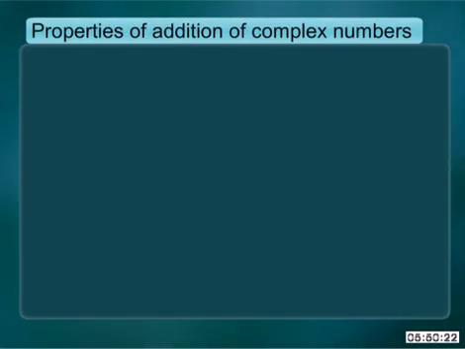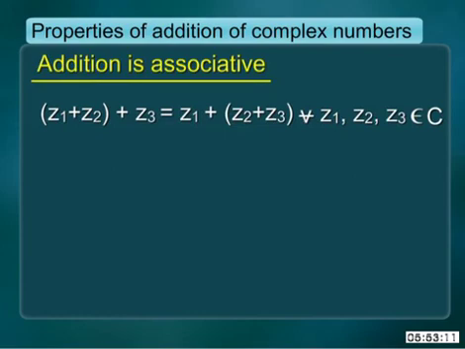Second property states that addition of complex numbers is associative, which means that for any three complex numbers Z1, Z2 and Z3, we have Z1 plus Z2 whole added to Z3 is equal to Z1 whole added to Z2 plus Z3, where Z1, Z2 and Z3 belong to the set of complex numbers.